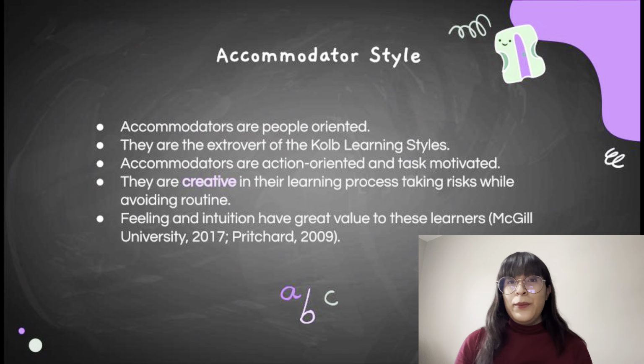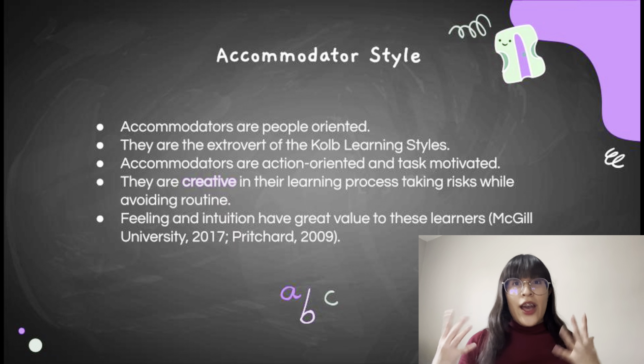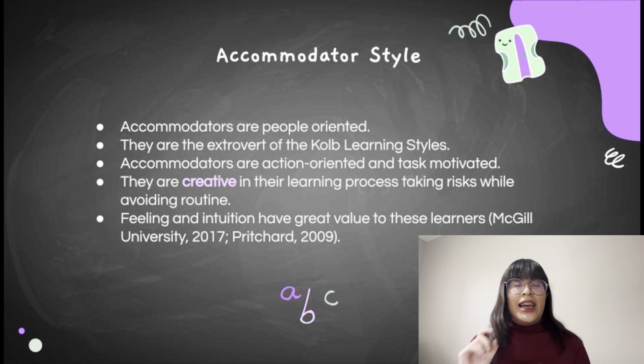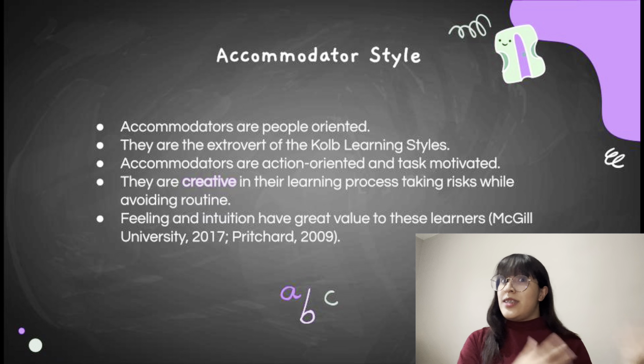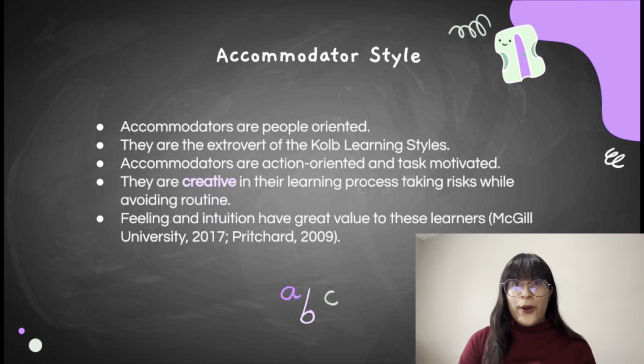Thank you so much, Andrea. Well, now we're going to move on to the last learning style by Kolb, which is the accommodator style. The accommodators are people-oriented. They are the extroverts of the Kolb learning styles, and they like to do things, they like to take risks, and they learn from trial and error. These learners are very creative in their learning process. They like to take risks, as I said before, and they try to avoid the routine. So they like to do other stuff in their learning process so they can learn in a better way.